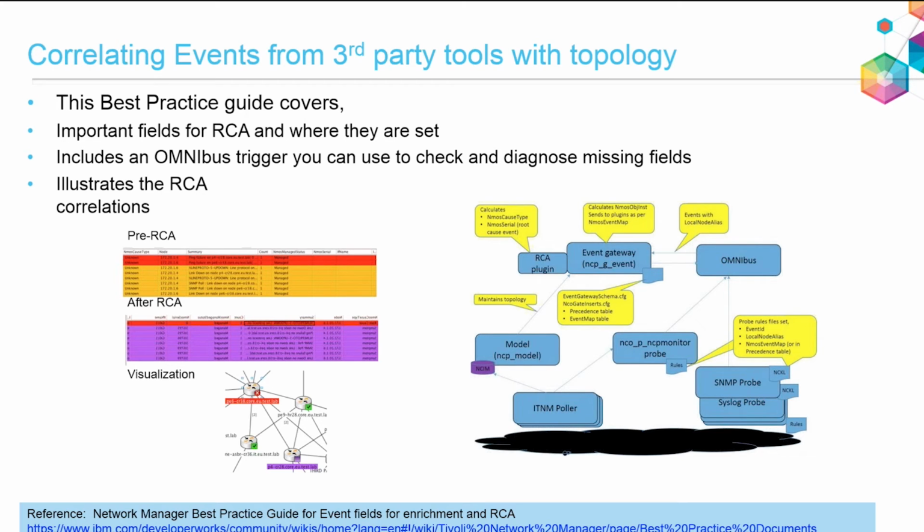And they also go through the event map. The NMOS event map will guide it in how to enrich it and whether it goes through RCA or not.